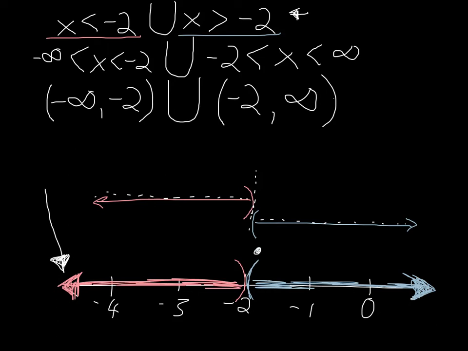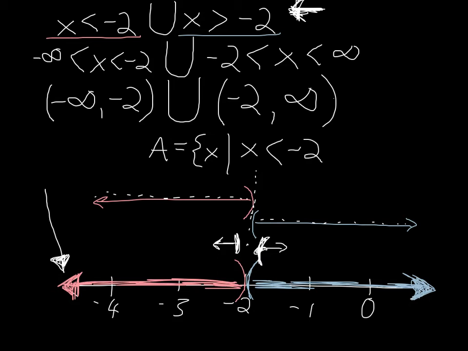You have -2 going up, and you have -2 going down, and they don't quite meet in the middle, so there are two different segments on this line. For set notation, we're just going to copy everything up here into our notation again. So A equals x such that x is less than -2. And here you can say union, or you can say or. Either way works. X is greater than -2.